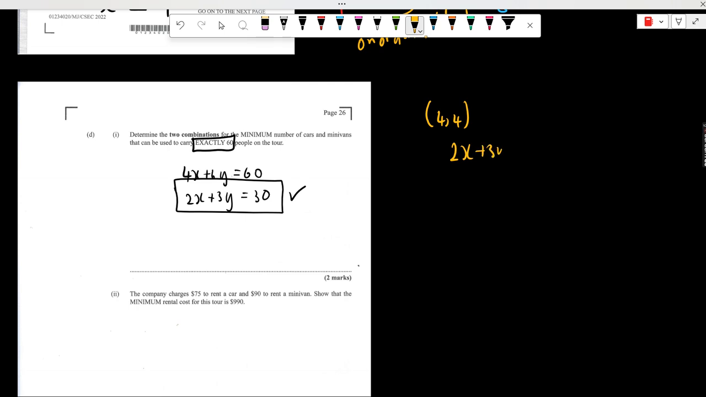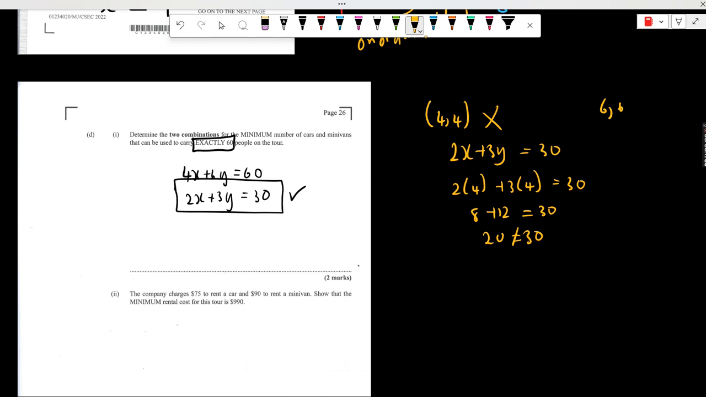2x plus 3y equals 30. So 2 times 4 plus 3 times 4, is that 30? We have 8 plus 12 equals 30. No, 20 is not equal to 30. So that means we rule out this point. You following? Yes, sir.